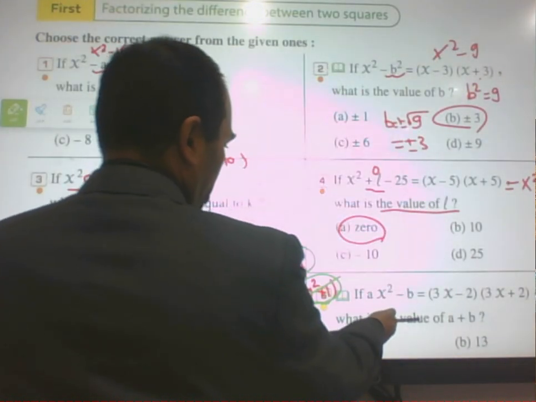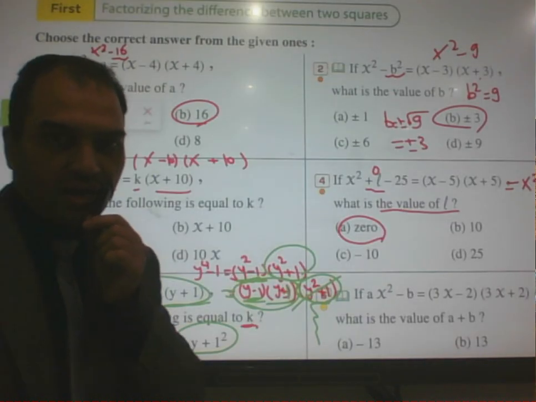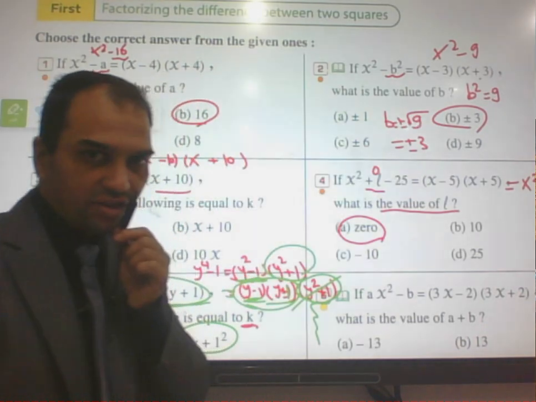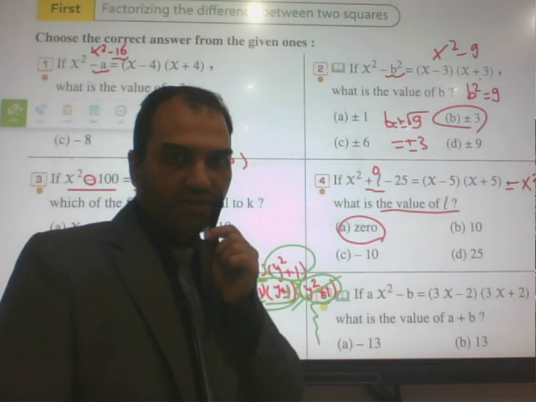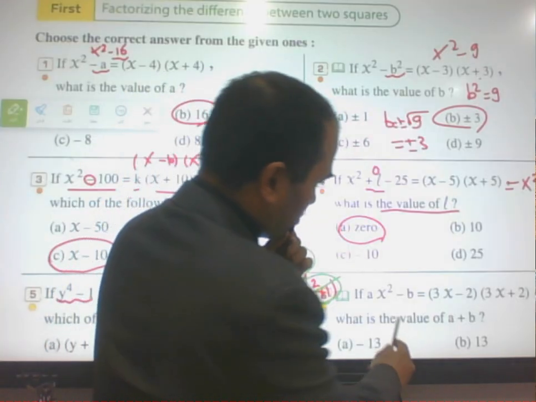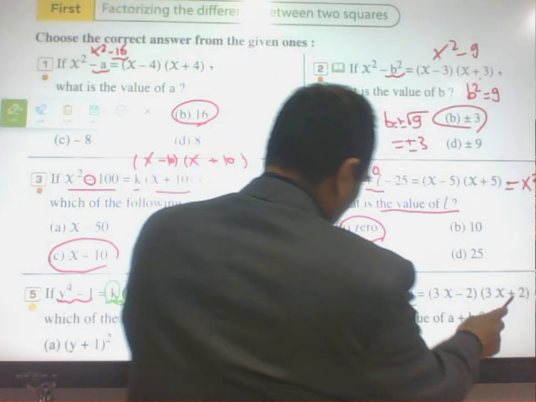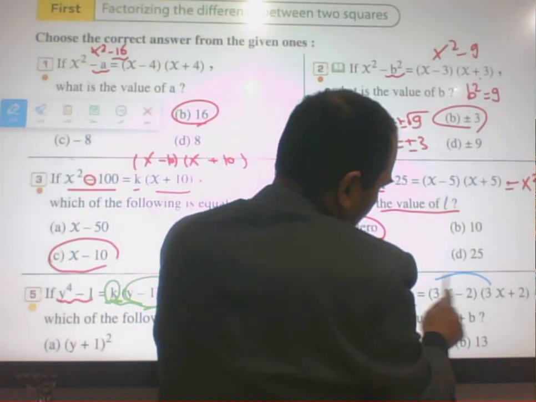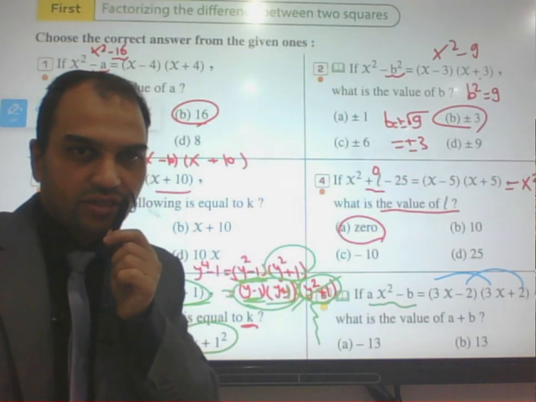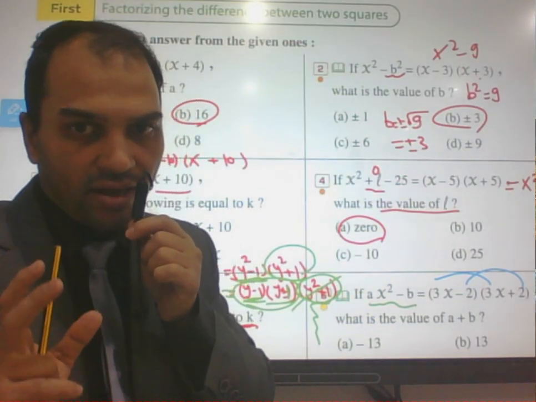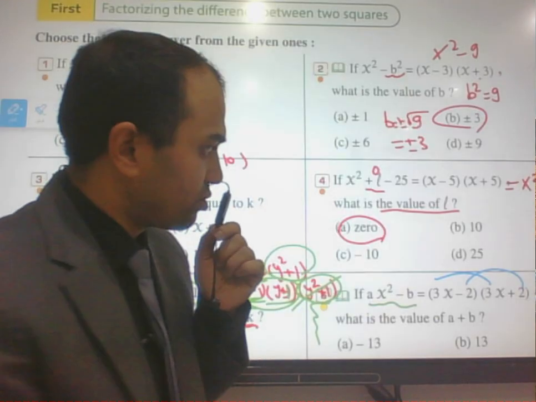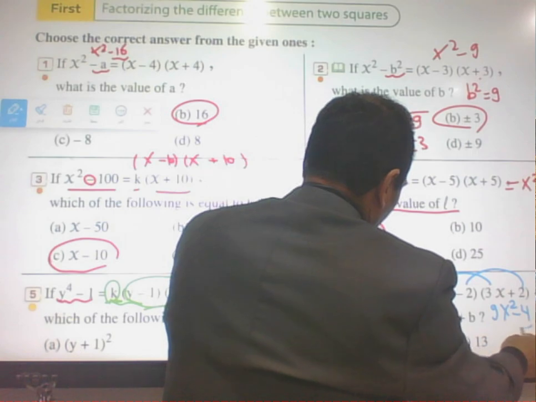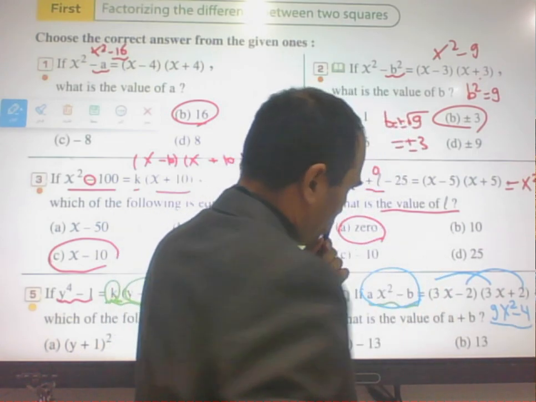Next question here: if ax power 2 subtract b equals 3x minus 2 product by 3x plus 2, what is the value of a plus b? We can factorize this expression here. Look with me, this expression is equivalent to this. So on the right hand side, you can simplify by multiplying first by first and second by second, because we have here conjugates. We call it conjugates. Then first by first will be 9x power 2, and second by second will be negative 4. This is the answer, equivalent to ax power 2 minus b.